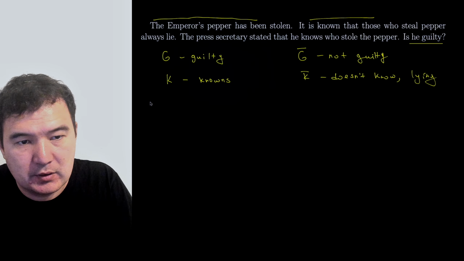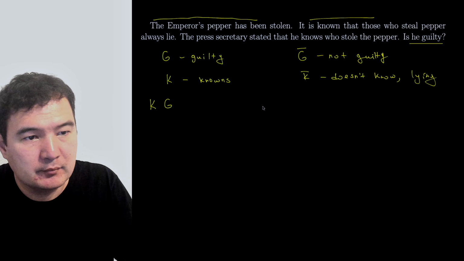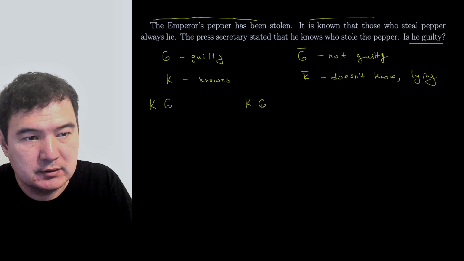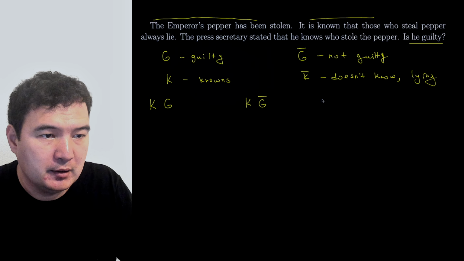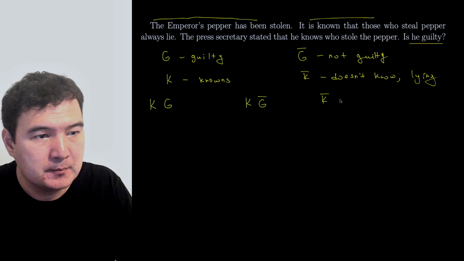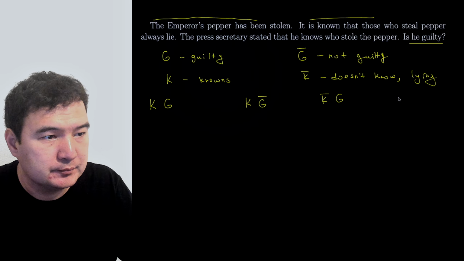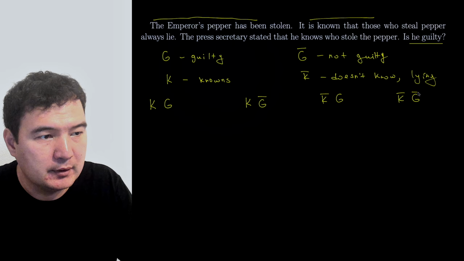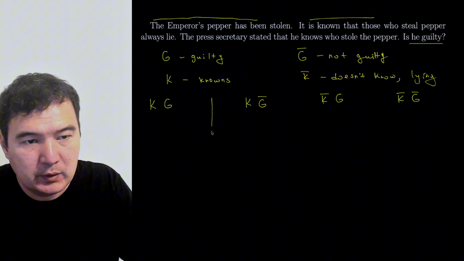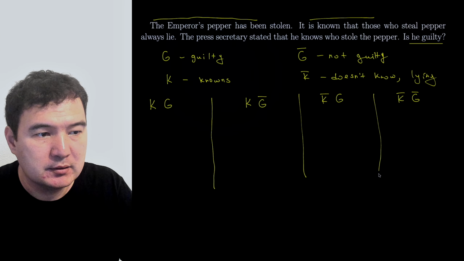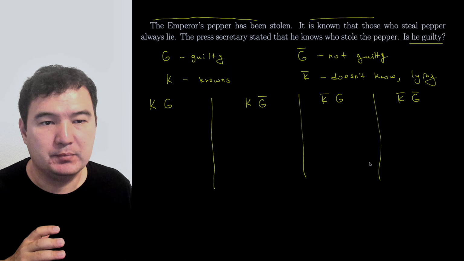The first option is the secretary knows and he is guilty. The second option is the secretary knows and he is not guilty. Then the secretary does not know, which means lying, and they are guilty; and lying, and they are not guilty. So we can work out all of these four statements and see whether each is a possible case or not.